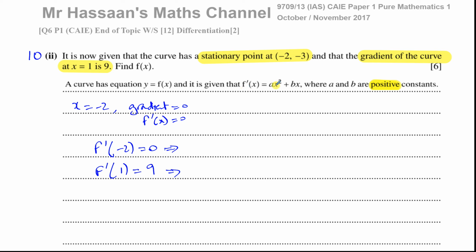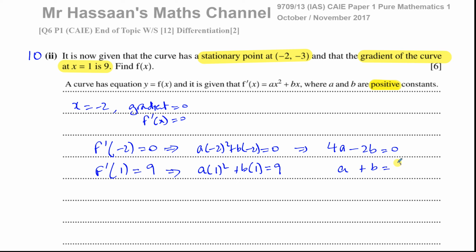So I put -2 instead of x. I have a times -2 squared plus b times -2, and that's equal to 0. And when I put 1 in here, I'll have a times 1 squared plus b times 1 is equal to 9. So this leads us to the equation 4a - 2b is equal to 0. And this leads us to the equation a plus b is equal to 9.